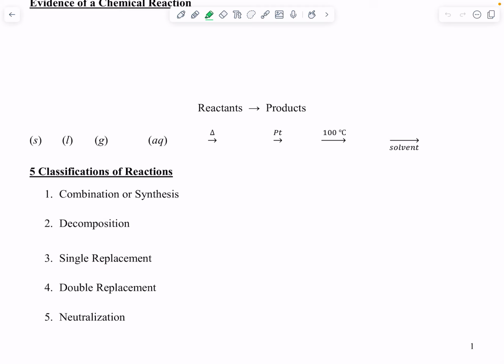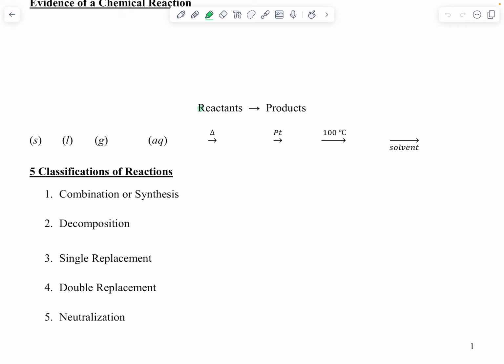Hey guys, welcome back. Day 29. And we're talking about chemical reactions today. Finally, 29 days in to talk about chemical reactions, but here we are. The first thing we're going to talk about is a reaction and then what evidences a chemical reaction has.